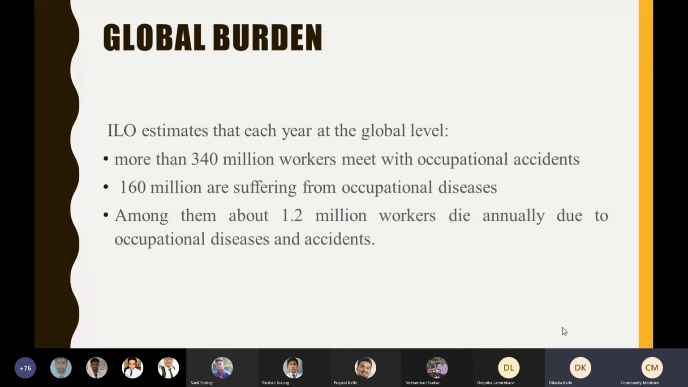So what ILO has said is, ILO estimates that each year at the global level, more than 340 million workers meet with an occupational accident, whereas 160 million are suffering from occupational disease. And 1.2 million workers die annually due to occupational disease or accident. So why are so many people having accidents, diseases, or dying in the working environment? What can be the main cause?